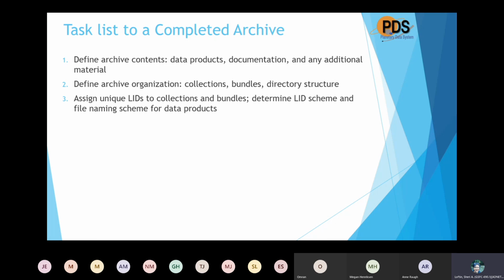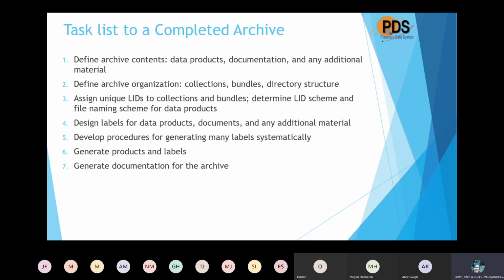And also matching your directory and file structure to the one you decided upon for the archive. This can really help you know how you want to store that data and how you want to name that data. So these are things to keep in mind as you move forward. And these three tasks are done with the help of the node personnel. You're not going to be on your own with these first three tasks.